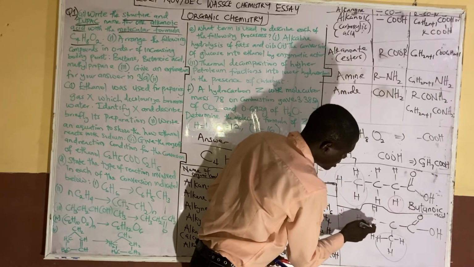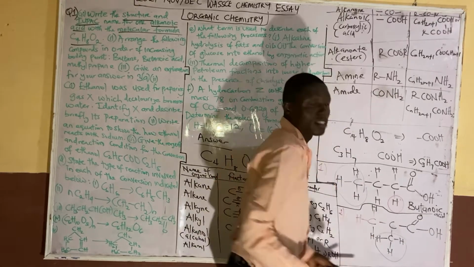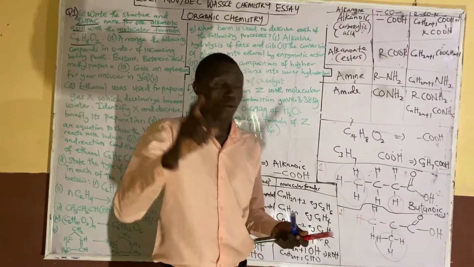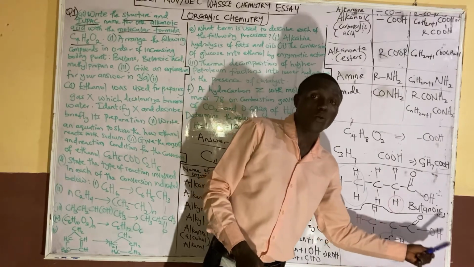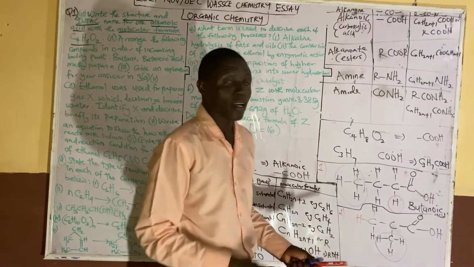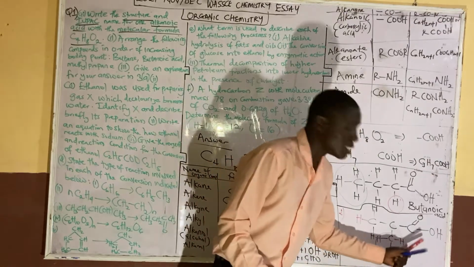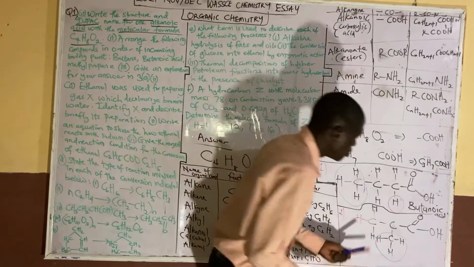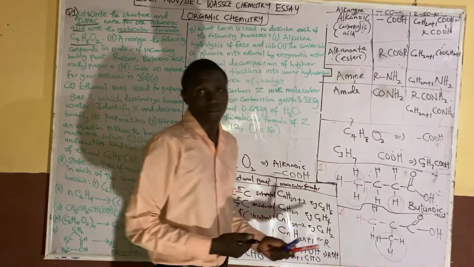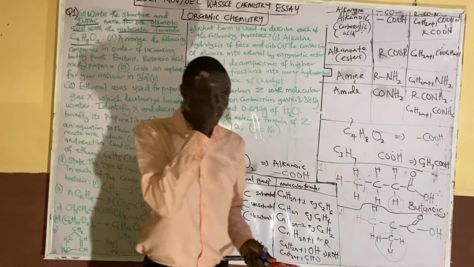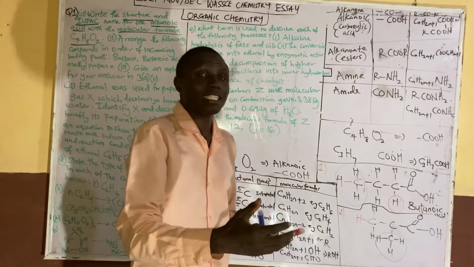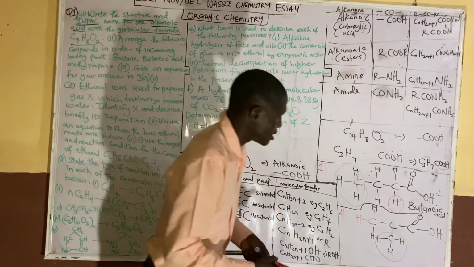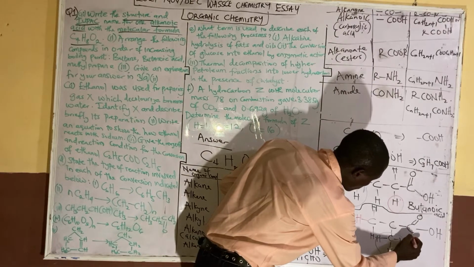COOH. If you count, this is the longest chain: 1, 2, 3. Because it has the functional group COOH, it becomes propanoic. So the parent chain here is propanoic. Now, you number from the functional group, in such a way that you have the smallest number towards your functional group. For example, if I start from here, this is number 1, this is number 2.